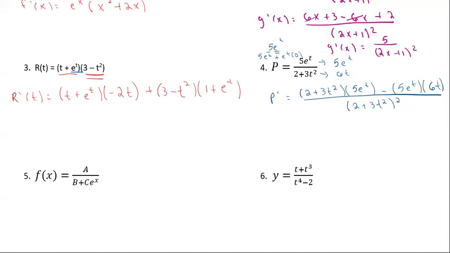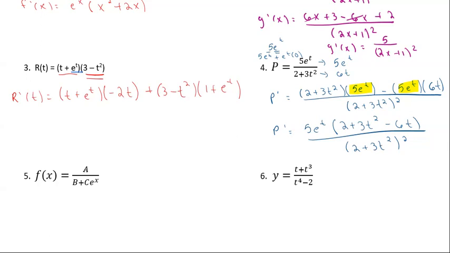If you look at these, there's a 5e to the t in both. So if we pull that 5e to the t to the front, so p prime equals 5e to the t, we'll be left with 2 plus 3t squared minus 6t, all over 2 plus 3t squared. Now you cannot cancel these. This right here is tied up as part of the parenthesis. It will not simplify with what's on the bottom.